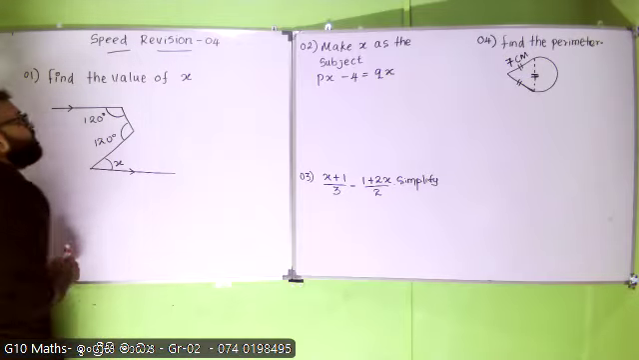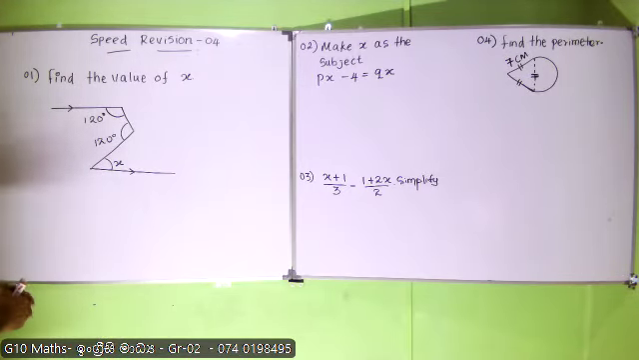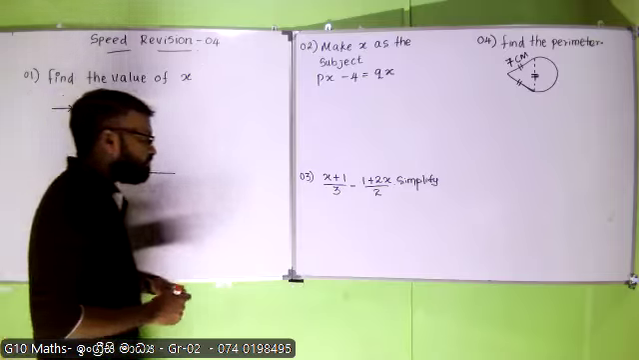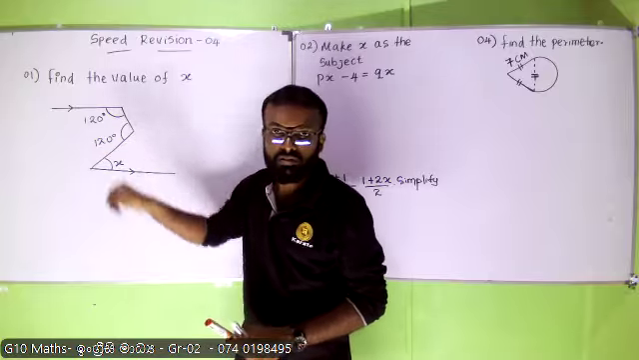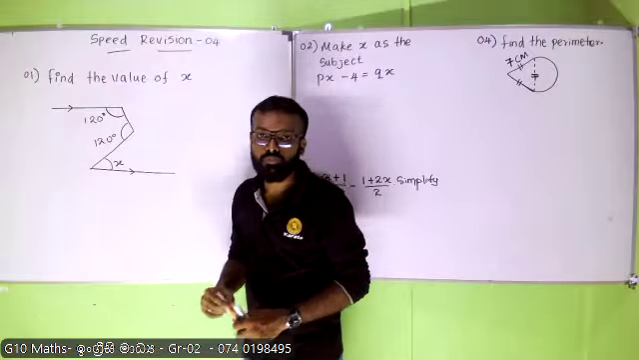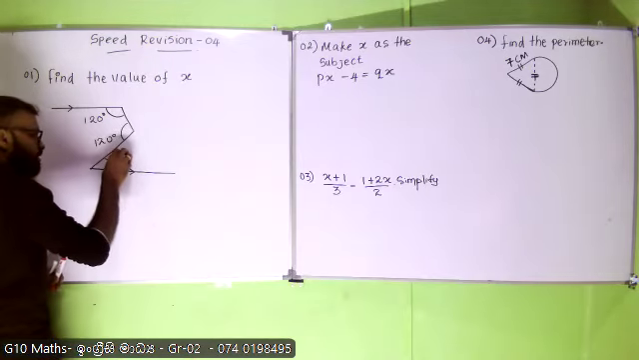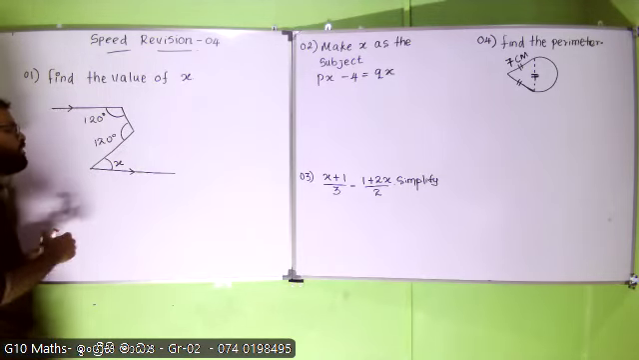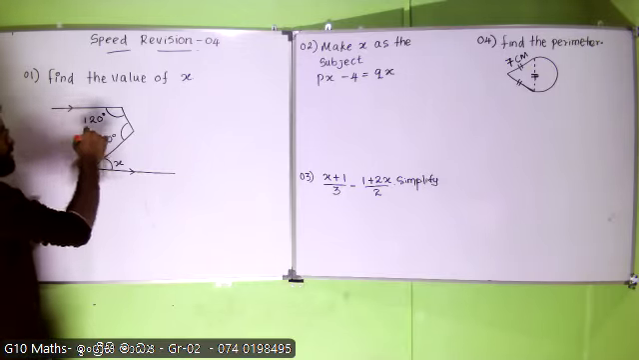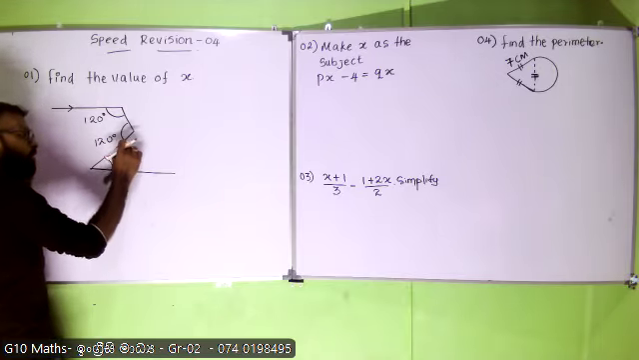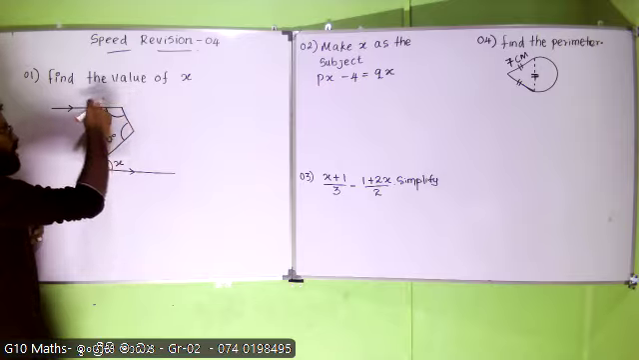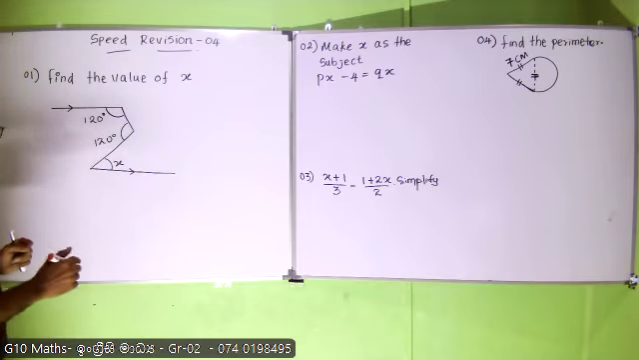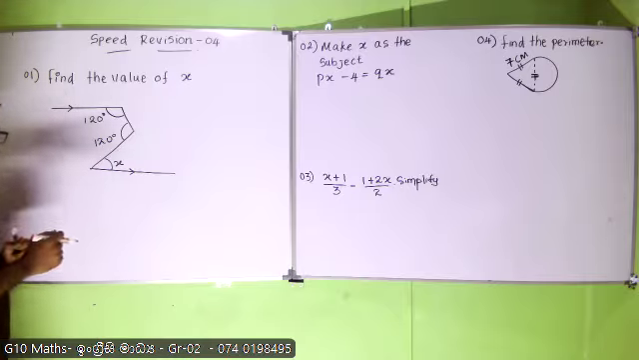Speed revision 4, first question. Find the value of x. So how are we going to find the value of x? Here you have to do some extra construction. So what construction do you need to do? Here you have a 120 angle, and here also a 120 obtuse angle, and here also a 120 obtuse angle.